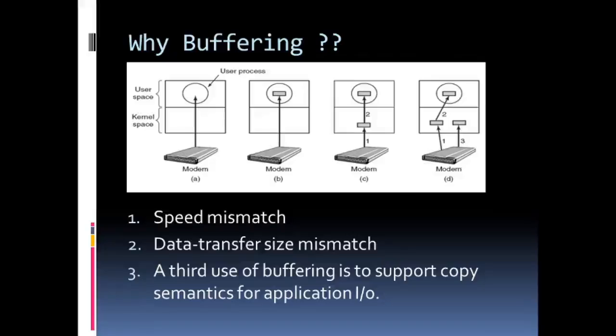Now, let's check the diagram. In the first case, we have a modem which is working at very low speed. In most cases, it is working at kbps or in the range of Mbps, whereas the CPU is working at gigahertz speed. So in that case, the modem is directly generating data and providing it to the user space. So the user has to wait for every character that has been generated by the corresponding modem. Now, this isn't a good system.